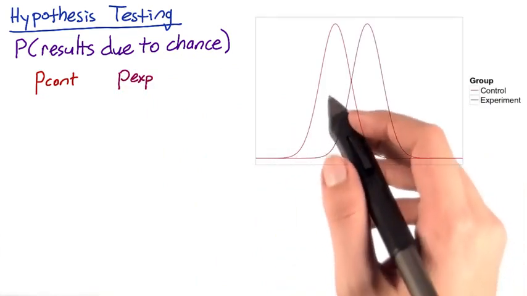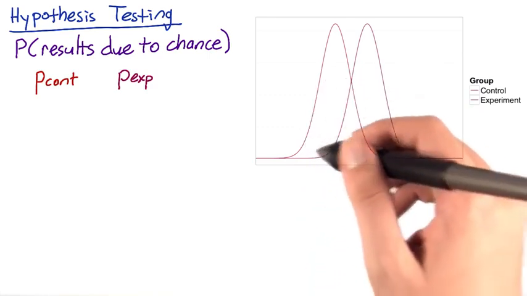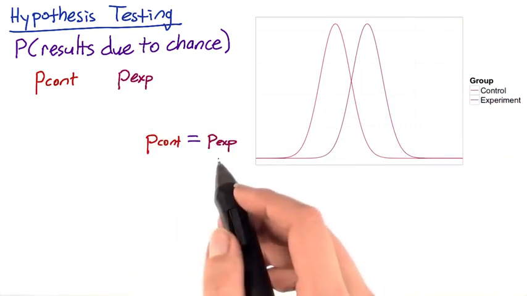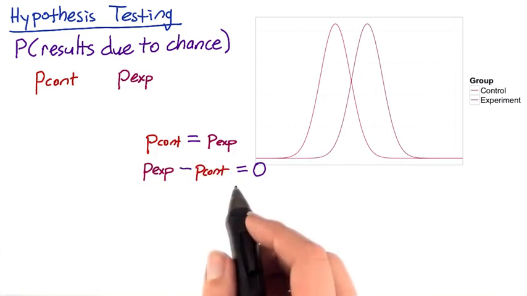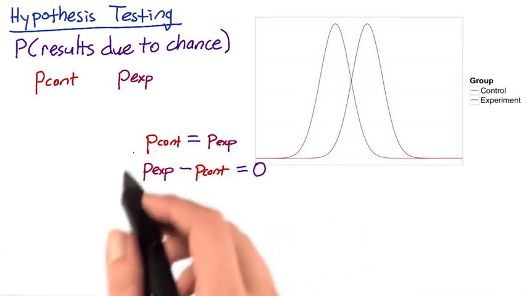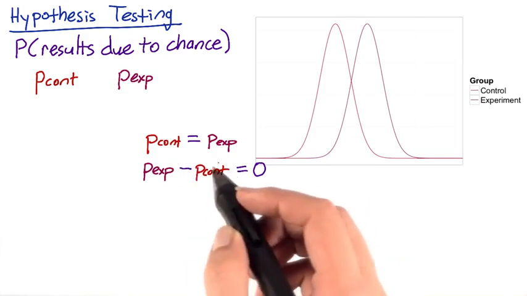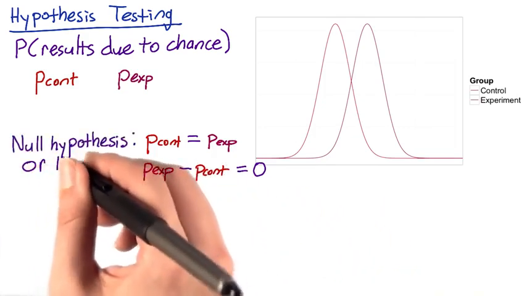If changing the button color had no effect, then we would expect the two groups to have equivalent distributions, so they would be right on top of each other. In other words, p-control and p-experiment would be equal. Another way of saying this would be that p-experiment minus p-control equals 0. This hypothesis of what our results would look like if the experiment had no effect is called the null hypothesis, and it's also represented as H0.